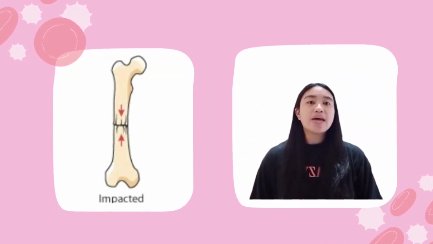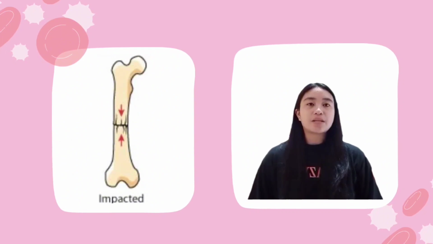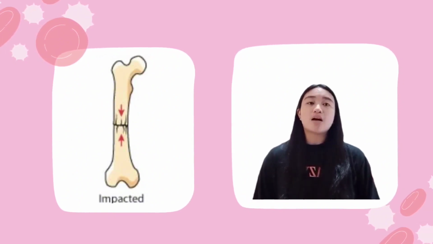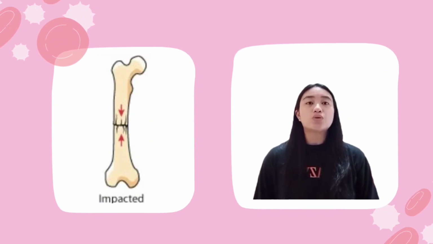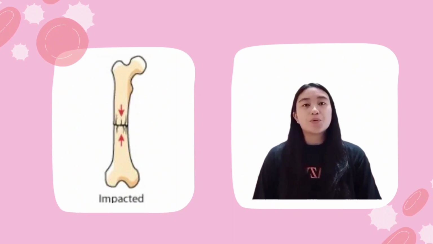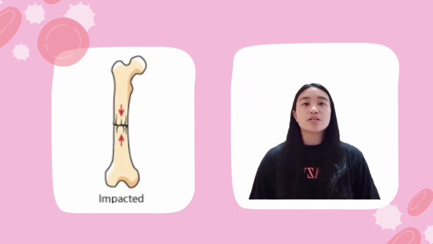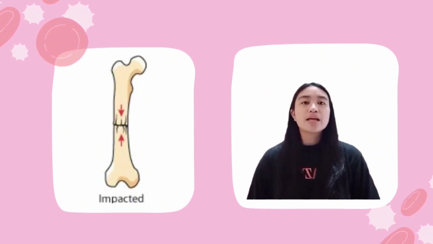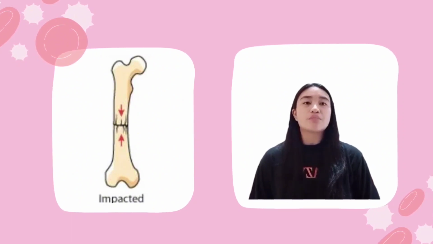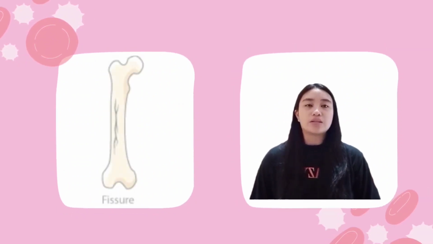Now, we have an impacted fracture. This occurs when 2 pieces of a fractured bone are driven into each other. Because it involves more than a break in the bone, it is more serious than a simple fracture. It takes a significant amount of force to drive 2 fragments of a fractured bone together.